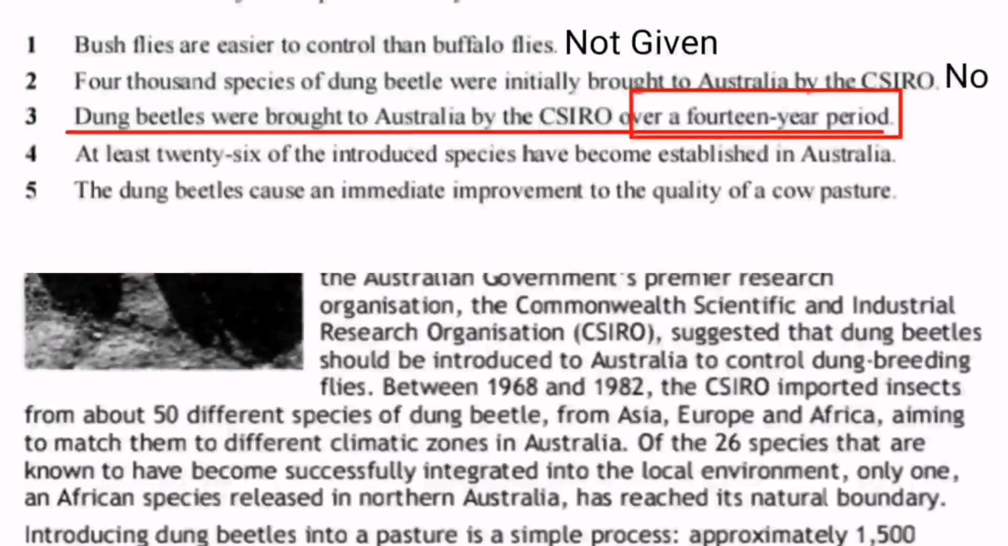So, if we subtract 1968 from 1982, our answer will be 14. So 14 is the number of years. And question number 3 says that dung beetles were brought to Australia by CSIRO over a 14-year period. So our answer for question number 3 is yes.